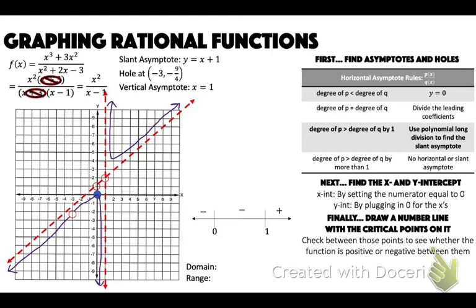Okay. And our domain here is going to be from negative infinity to negative 3 because of that hole. So because of this hole right here. And then from negative 3 to 1 because of the asymptote, and then 1 to infinity. And our range on this one is negative infinity to 0, and then 4 to infinity.